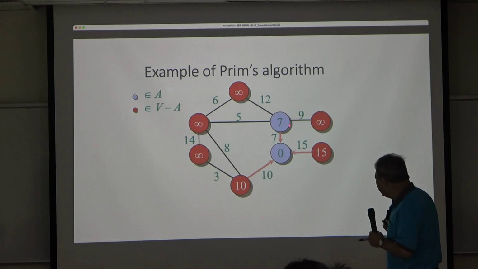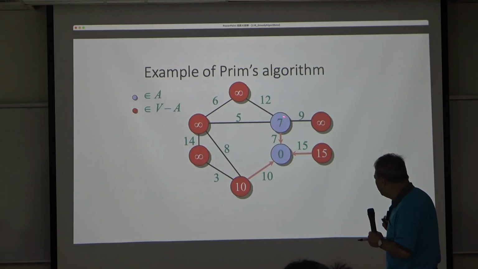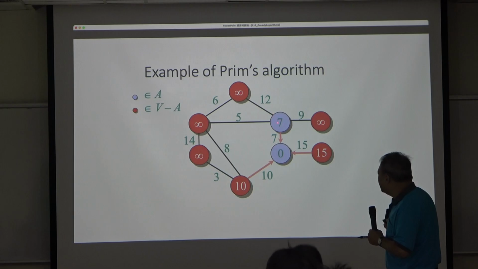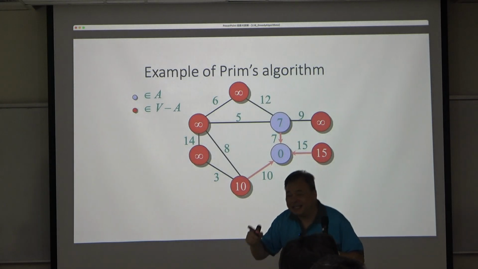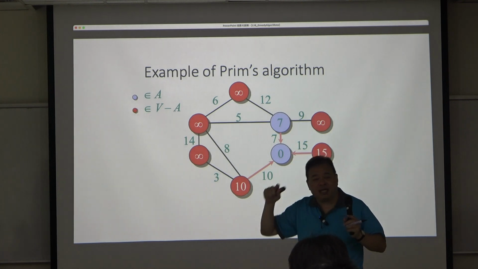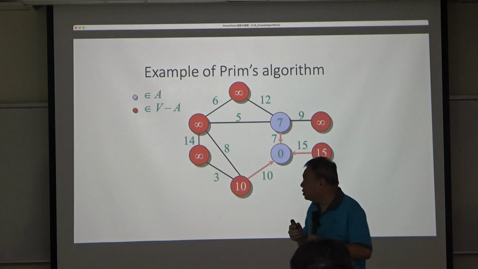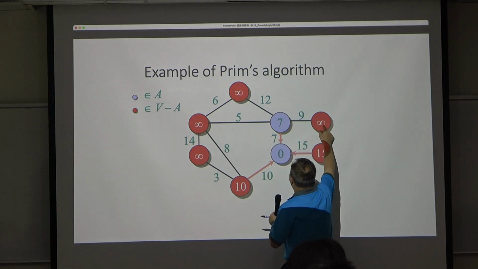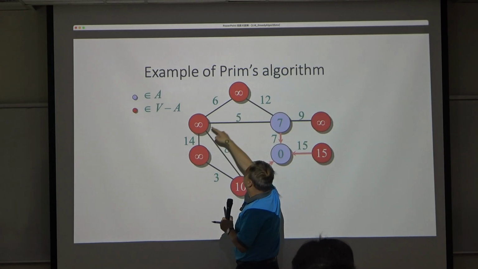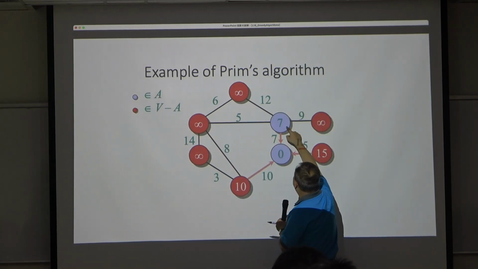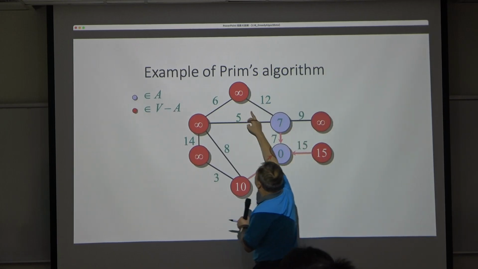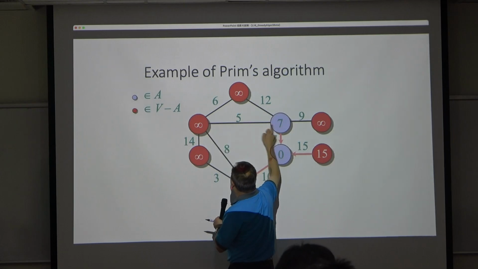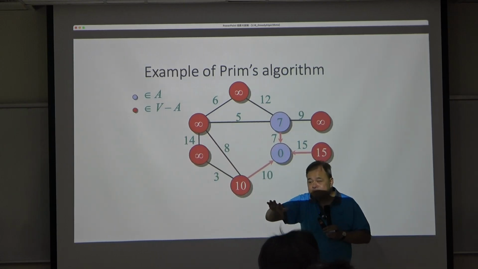And when you change this node into blue, its neighbors have to see if they need to adjust their keys. So it has 3 neighbors, this neighbor, this neighbor, and this neighbor. Originally they are infinite, but now this key will have to be changed to 9, this key to 12, and this key to 5.